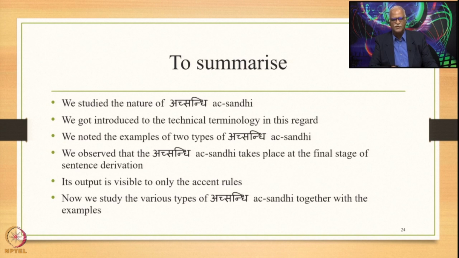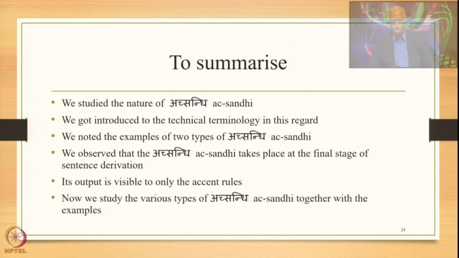To summarize, what we studied in today's lecture is the nature of at sandhi, namely ekasthanika ekadesha, where this ekadesha is in the form of a consonant, and also dvisthanika ekadesha, where this ekadesha is in the form of a vowel. The second type, namely dvisthanika ekadesha, is generally referred to as ekadesha. We also got introduced to the technical terminology in this regard: karyin, nimitta, karya, sthanin, adesha. We noted the examples of two types of at sandhi: yan sandhi and ayavayava sandhi of the first type, and guna sandhi, vruddhi sandhi, pararupa sandhi, savarna dirgha sandhi, and purvarupa sandhi of the second type.